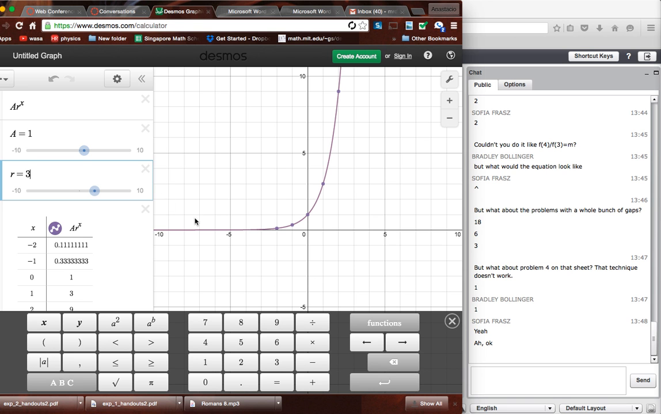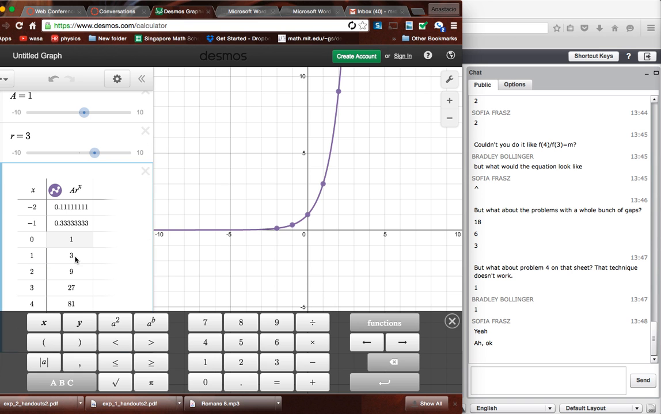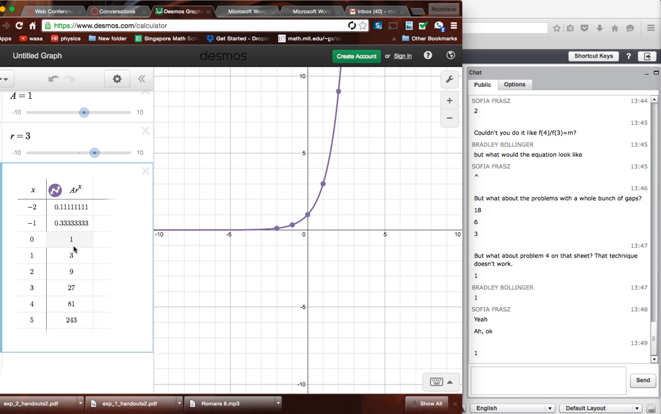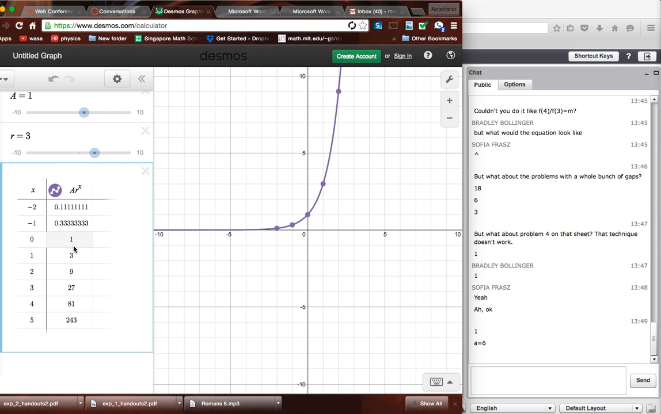If there is no a, or a is 1, then an input of 0 should give me an output of what? Of 1, right? Because if I had 3 to the 0 power, it would be 1, right? But what I'm saying is, what can I do to adjust? What can I multiply the number 1 by in order to make it 6, in order to make it match our graph?